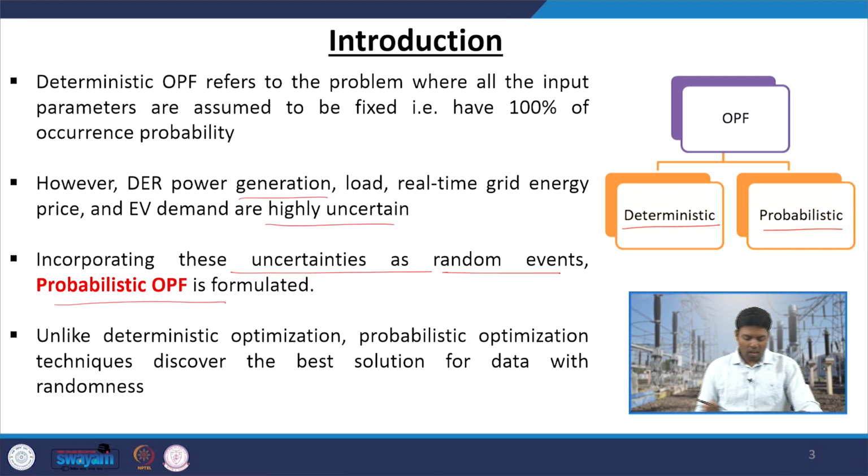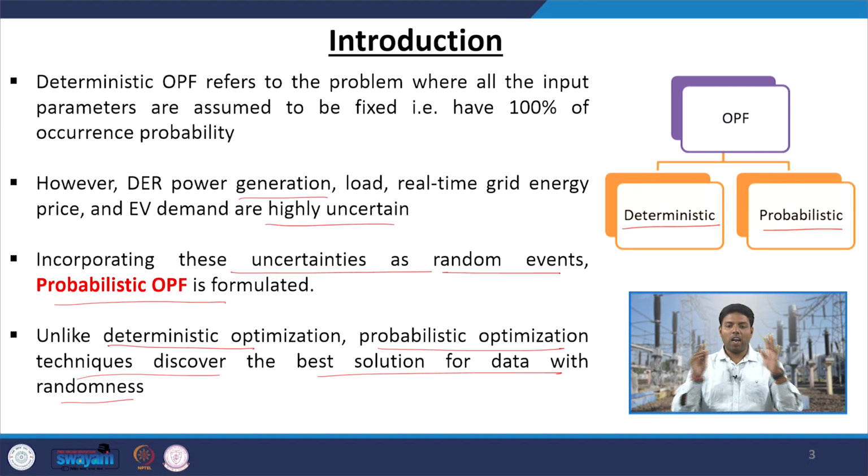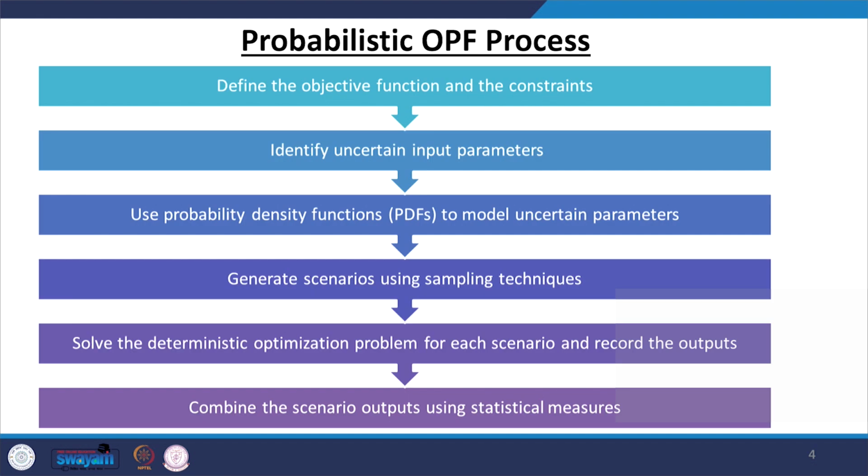Unlike deterministic optimization, probabilistic optimization techniques discover the best solution for data with randomness. So, it will find the best solution considering the randomness in the input data. So, how do we proceed with the probabilistic OPF? First, you define the objective function and the constraints, like we did for the deterministic OPF as well. Identify the uncertain input parameters, that may be your DERs or loads or whatever.